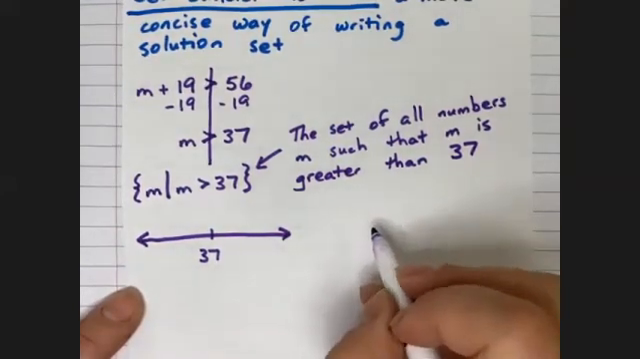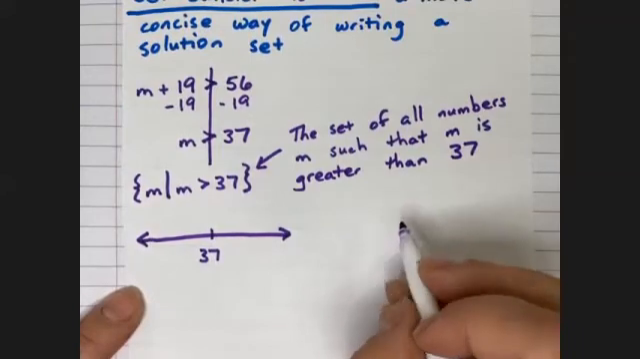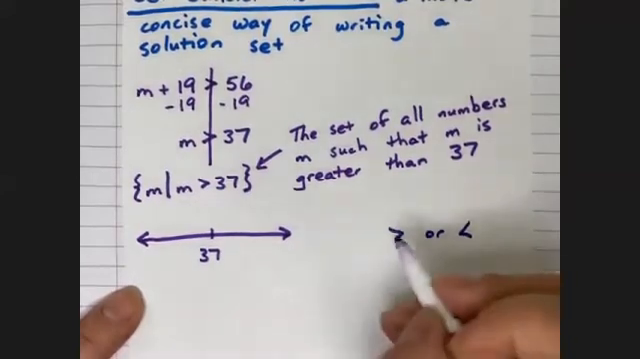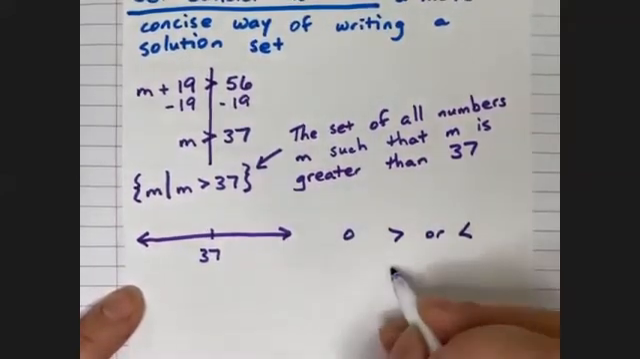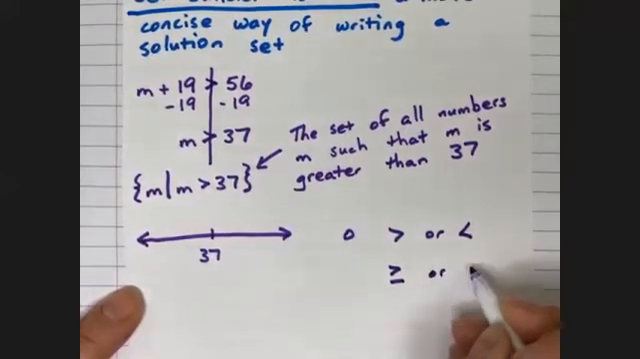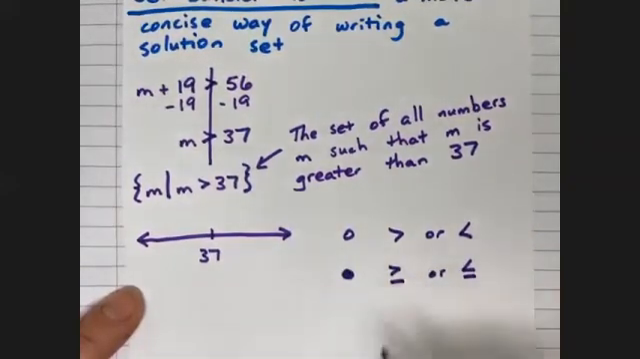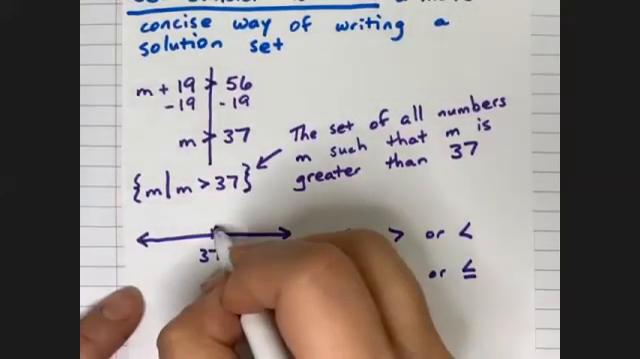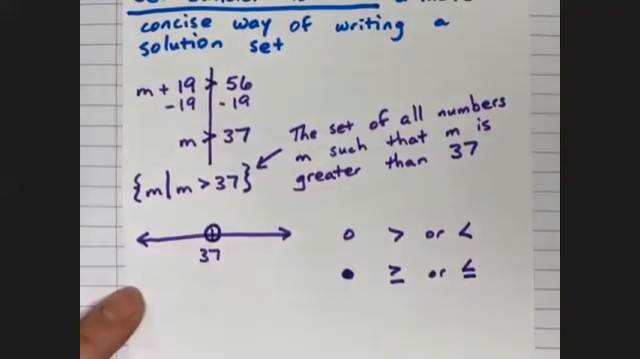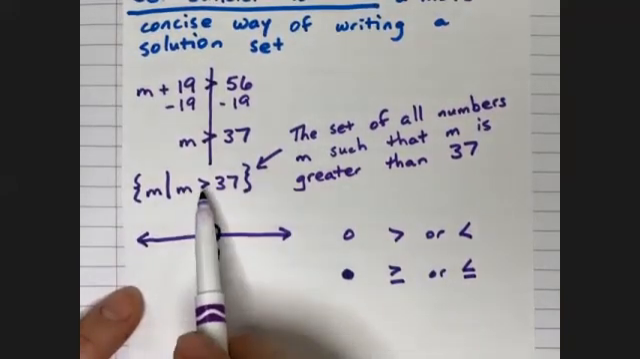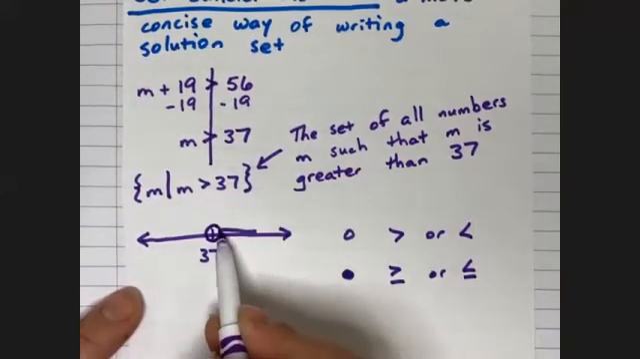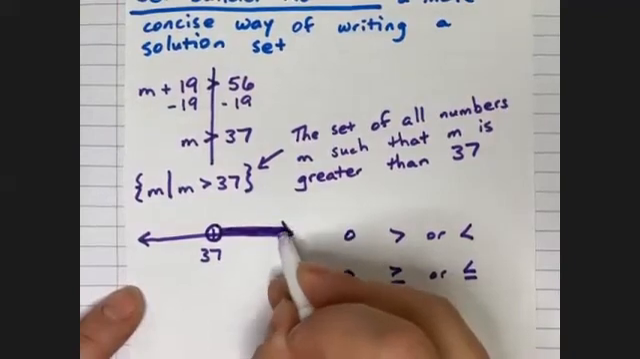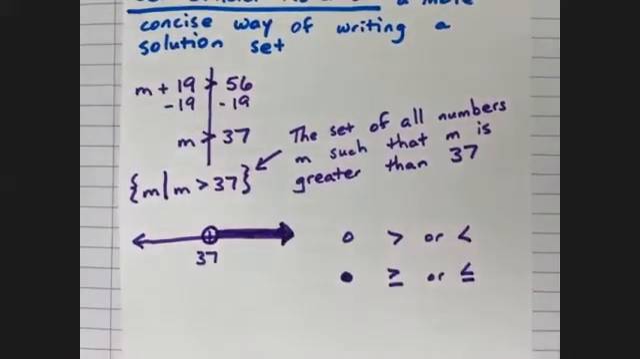Now, if I have just a greater than or less than sign, I'm going to use an open circle. If I have greater than or equal or less than or equal, I'm going to have a colored in dot. Now this one is just greater than. So it's going to be an open circle on that number. And then M is greater than that. And so greater is going to be on to the right. Left is always littler. Right is always bigger. So that's how I would graph it.